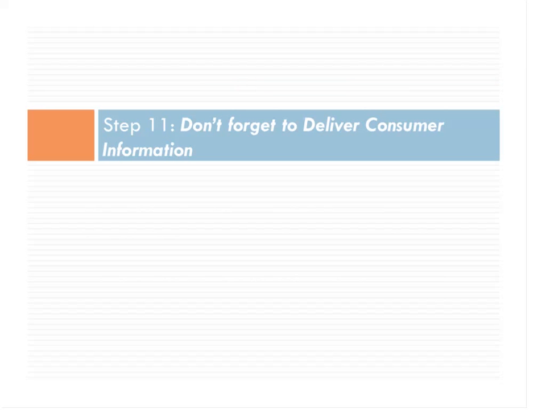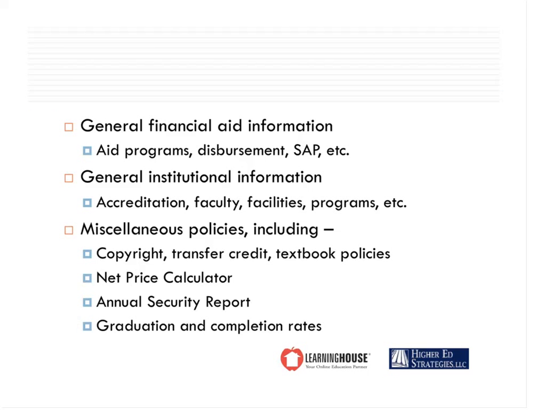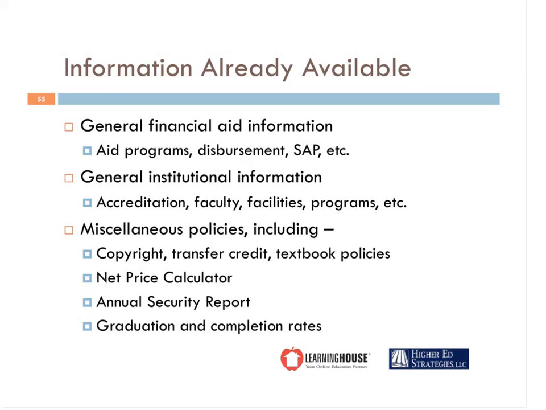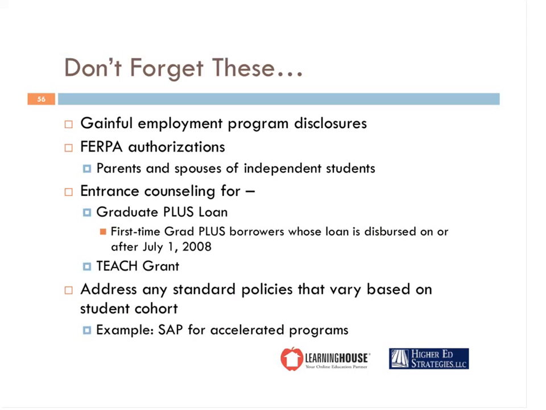And finally, step 11, don't forget to deliver your consumer information. Sometimes we overlook how we're disseminating the required information to students in these programs. You're still obligated to provide all the same kind of information to students in all of your programs, and so sometimes the delivery methodology needs to be altered to make sure that you're getting it in front of them. And it includes typical things like gainful employment disclosures, FERPA authorizations, entrance counseling, et cetera, et cetera.